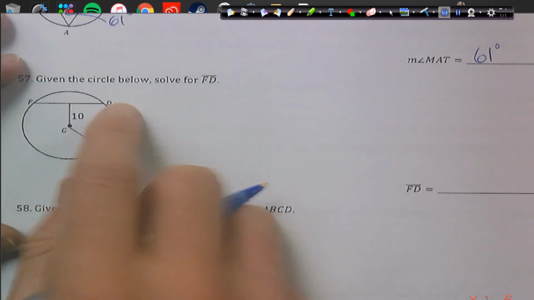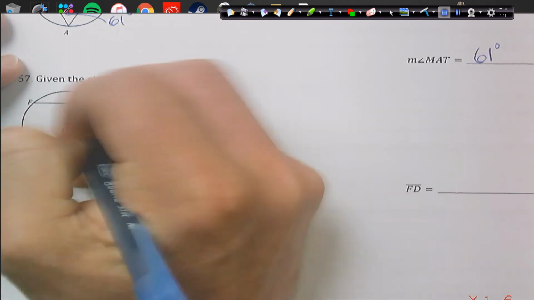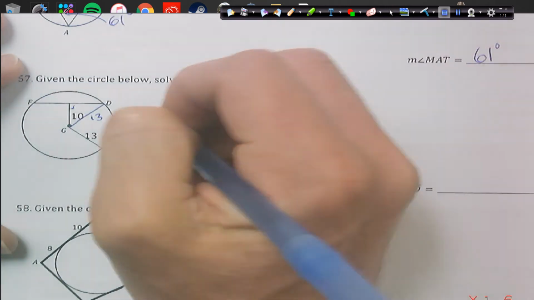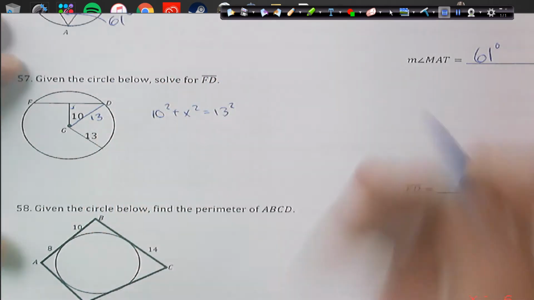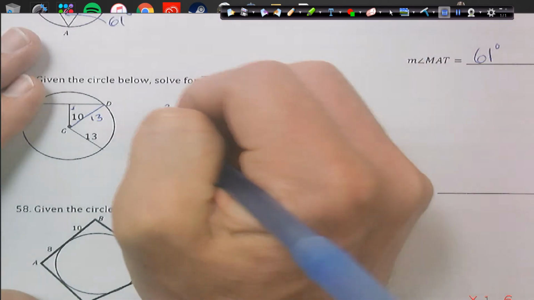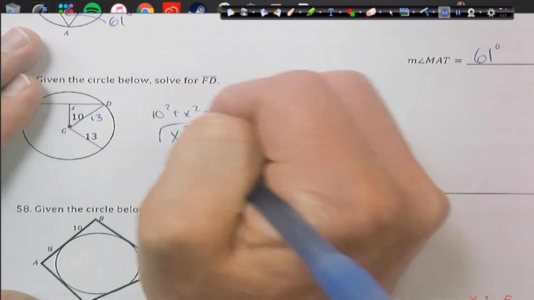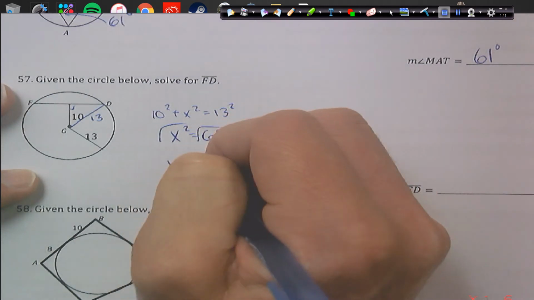So solve for FD. Well, if I go ahead and draw this in right here, this is 90. We're going to have a Pythagorean theorem. So we can get 10 squared plus x squared equals 13 squared. And we get down to x squared equals 69. Take the square root. Now 69 doesn't have a square root, so we can just leave it as root 69.